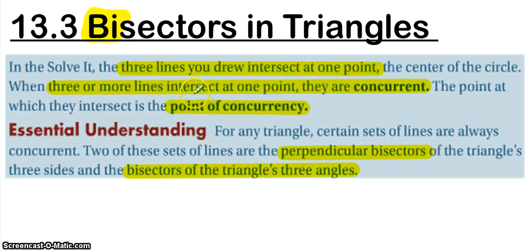Whenever three lines or more connect at one point, they are called concurrent. And that point is the point of concurrency. Now we're going to use this in our special relationships that I alluded to in the last lesson, because we have two different points of concurrency that happen in any triangle. That would be the perpendicular bisectors will always have a point where they meet, and the angle bisectors will always have a point where they meet.